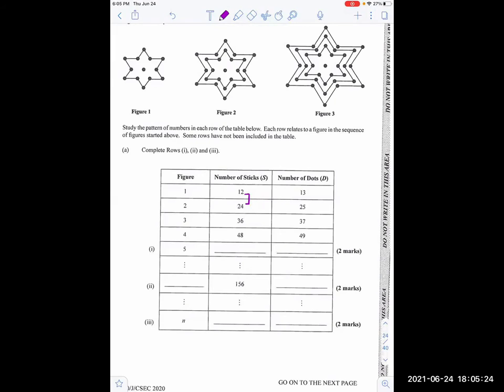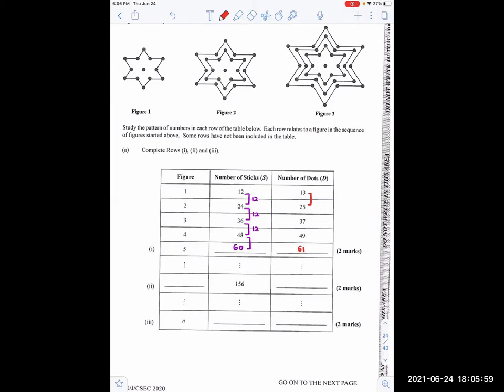Is the common difference. What do I add? 12. From 24 to 36, how much do I add? 12. From 24 to 48, 12. So what would you expect this number here to be? 60. And if this is 60, this has to be one more, not so? Yes. Right? Let us see if that is true.